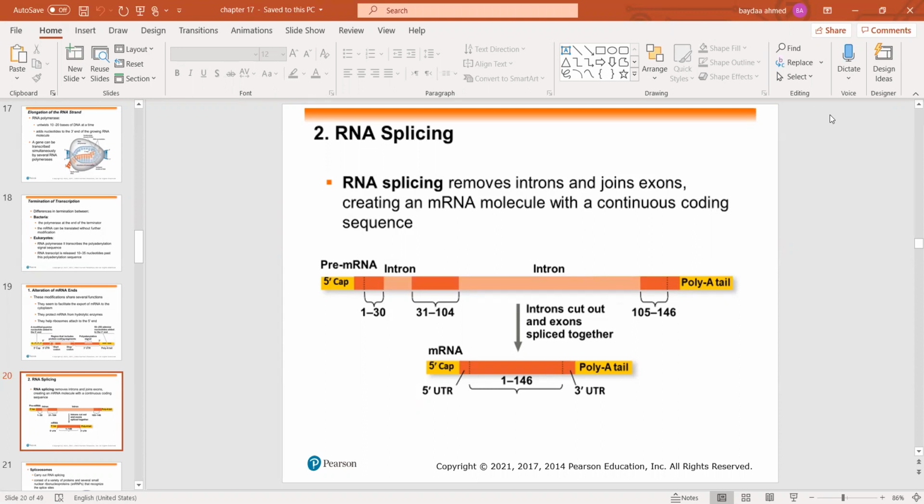In making a primary transcript from a gene, RNA polymerase II transcribes both introns and exons from the DNA, but the mRNA molecule that enters the cytoplasm is a shortened version. In the process of RNA splicing, the introns are cut out from the molecule and the exons joined together, forming an mRNA molecule with a continuous coding sequence.